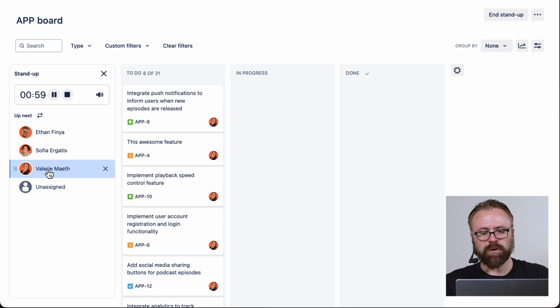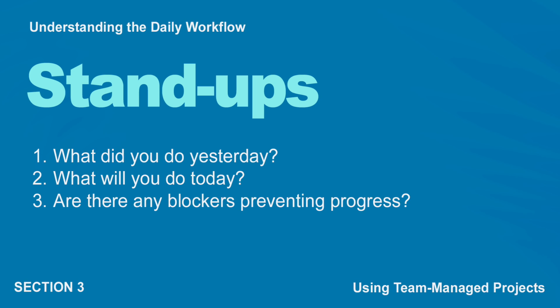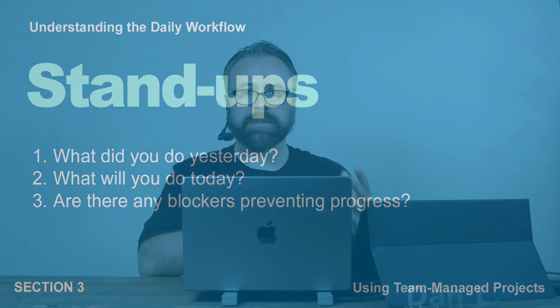And inside of Jira, during the stand-up, we can see what things are assigned to that team member as they're answering the question. The questions are, what did you do yesterday? What will you do today? And are there any blockers preventing progress? This is one of the ways that an agile workflow helps everyone be on the same page about all the work that's being done.